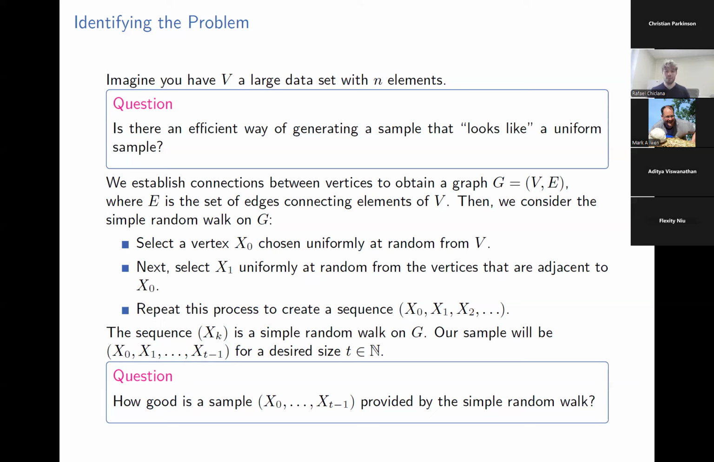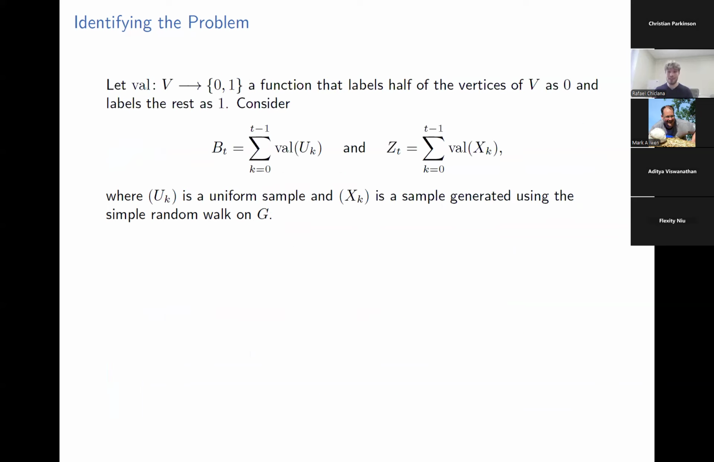The goal will be to fool this function. For anything that I can do with this function, any information I can obtain from this function using the uniform sample, will that information be the same if I use this other sample? So that is the goal: that these two distributions behave the same when they act on symmetric functions. And a characterization of that, a simpler way of measuring that, is the following.